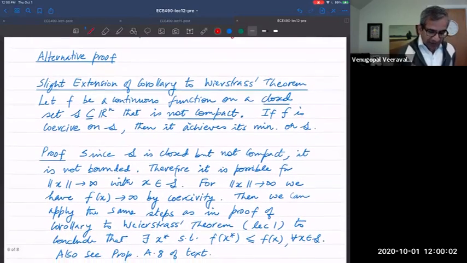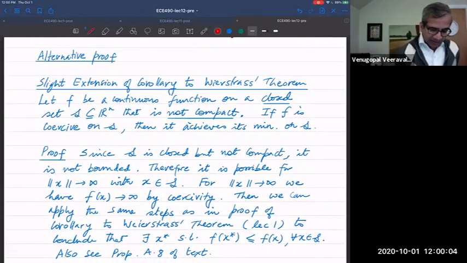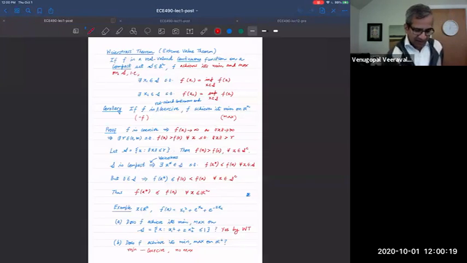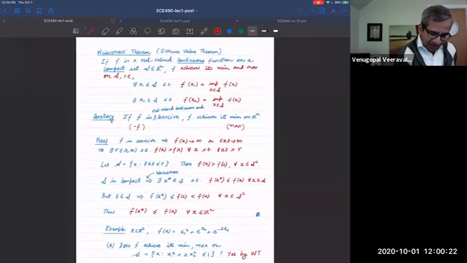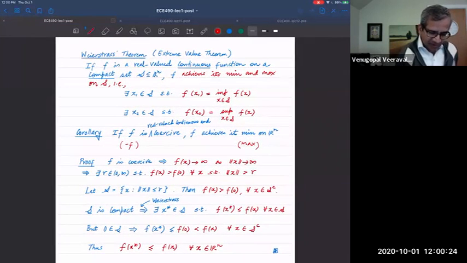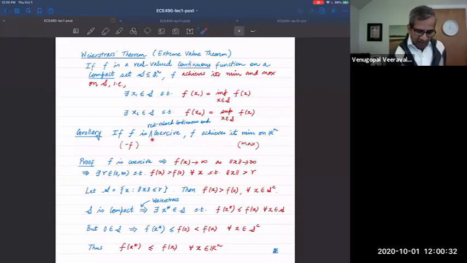Okay, so this is a slight extension, a corollary to Weierstrass's theorem, which maybe I should have stated this way when I first started, but I didn't want to complicate it too much. So remember Weierstrass's theorem. It says that if f is a real valued continuous function on a compact set, then f achieves its minimum and maximum on S. But then I said that if f is real valued continuous and coercive, then f achieves its minimum on Rn.